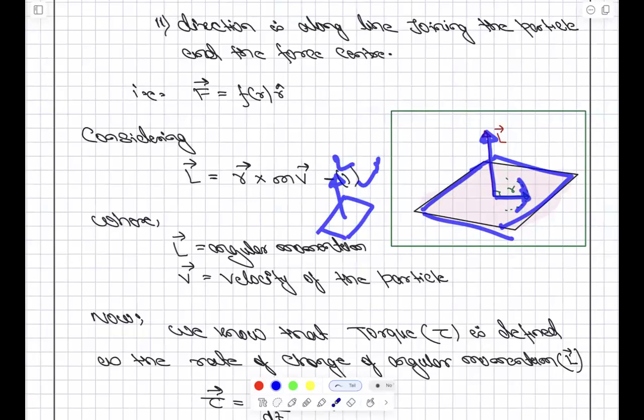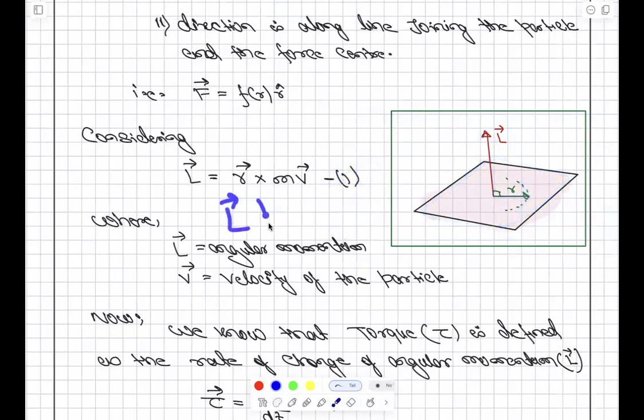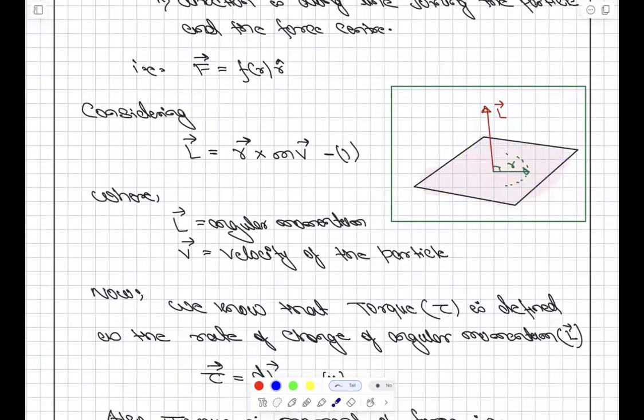So if L is unique, that means this plane is unique, and in this plane only R has to be there. Why? Because L has to be perpendicular to R. That's why this R cannot leave this plane. That means its motion should be planar. That's what I have written here.